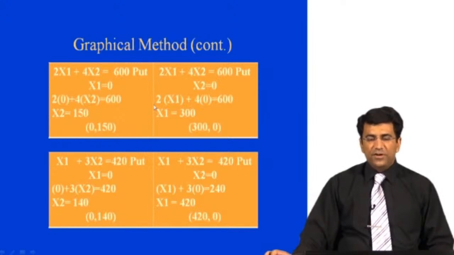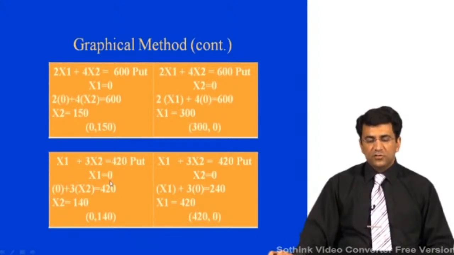In the similar fashion, we will find out the 2 points for the other 2 constraints. We will convert that inequality into the equality, and we will put x1 is equal to 0, we will get x2 equal to 150. So this is the point, and again if we put x2 is equal to 0, we will get x1 is equal to 300. This is the second point. Again these points represent the y-intercept and the x-intercept for this particular constraint, which is now represented in the form of equation. Let's take the example of the third constraint, that is x1 plus 3x2 is equal to 420.